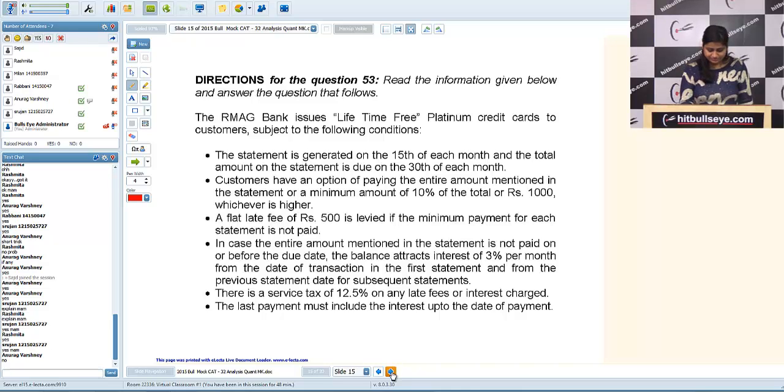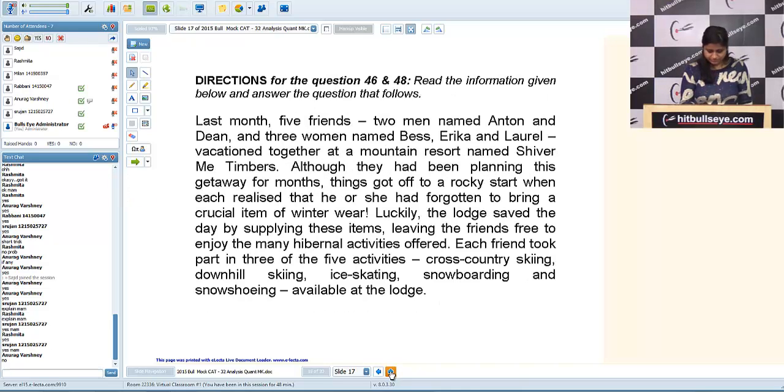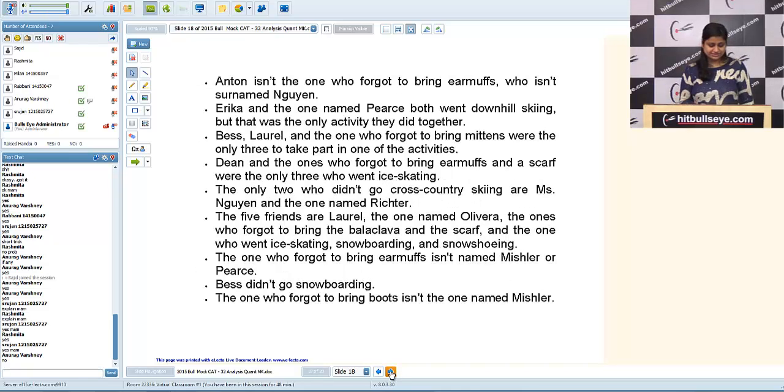Okay, guys, I'm moving. Simple calculation. That was a difficult set. You have to make cases. You have to jot down all the options, all the directions. We have to make a table here because we have 4 variables: the names, surnames, the thing they have forgot, and the activity they are participating in. Yes, guys, that was a difficult set. It's better you avoid these kind of sets. Avoidable.